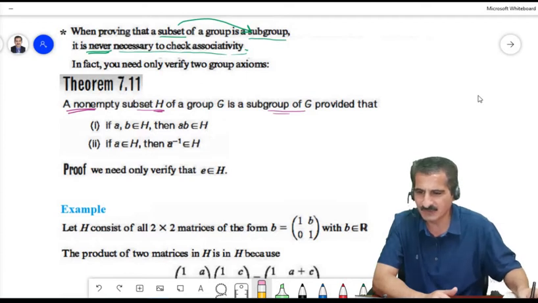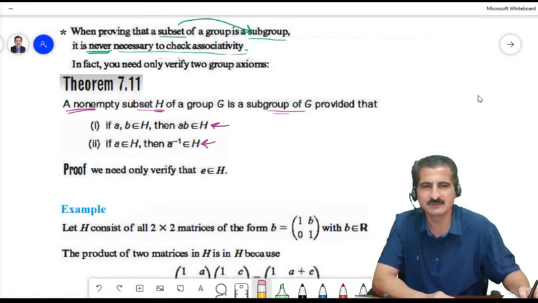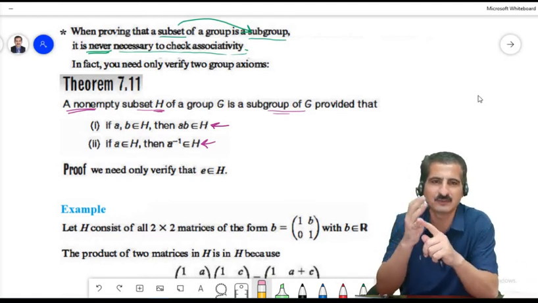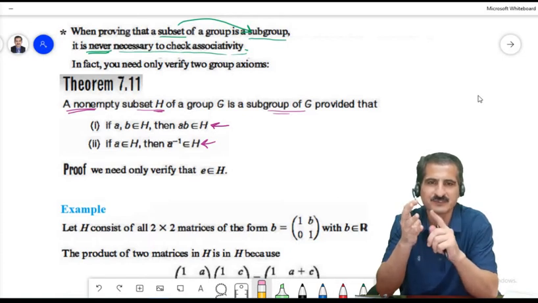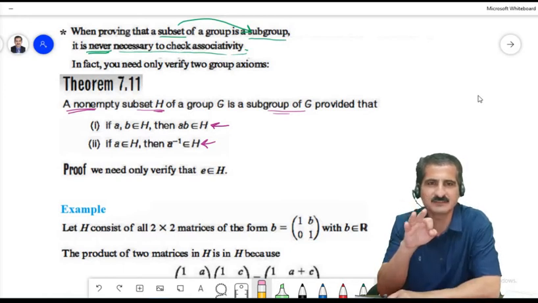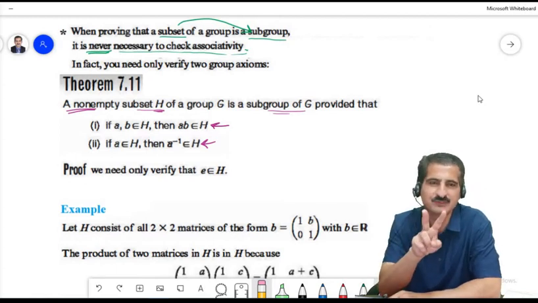It is closed under multiplication. Any two elements, multiply them, you stay in H. And every element has an inverse. Oh, where did the identity go? We said we don't need associativity. So we need closed under operation, identity, and every element has an inverse. Three things. So where's the identity there? Actually, the identity is included inside these two conditions.